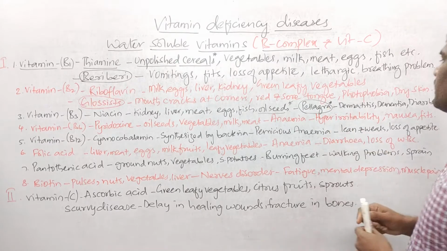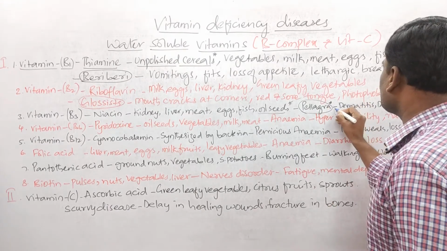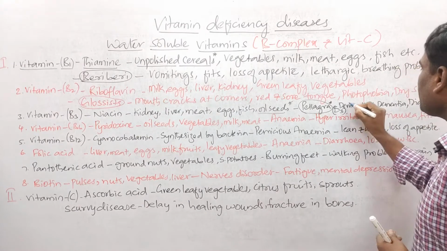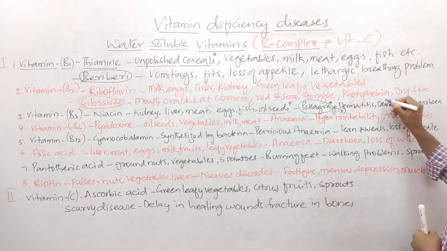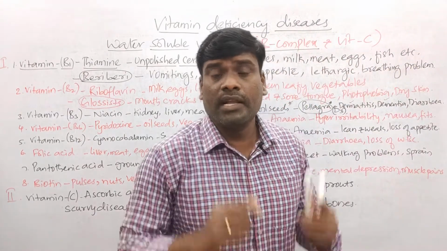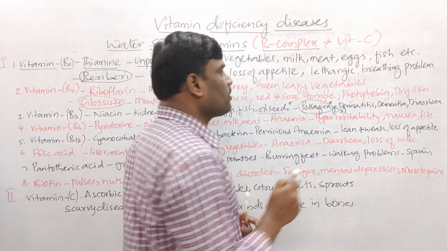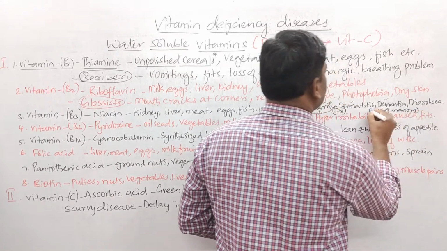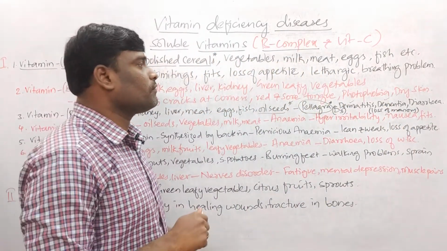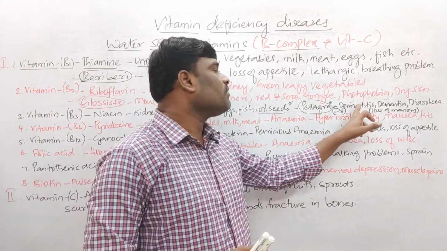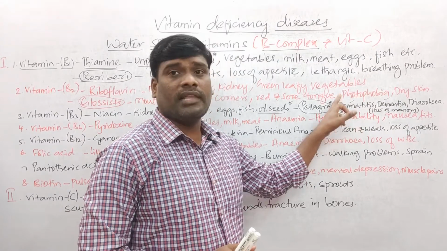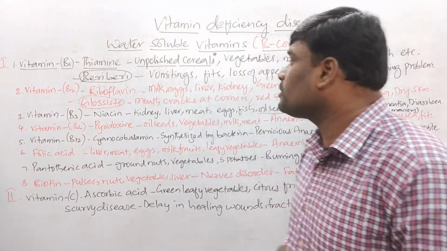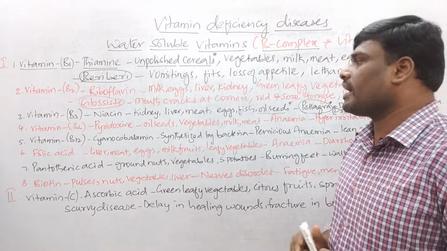Got it? So this pellagra disease we call the 3D disease also, children. I am writing here 3D disease. What is that 3D? The first D is dermatitis. The second D is dementia. Dementia means loss of memory. And diarrhea is also one of the symptoms. All these 3 symptoms together we call the 3D disease, the symptoms of pellagra. Pellagra is due to the lack of niacin.